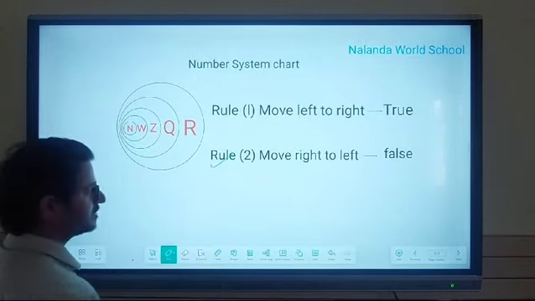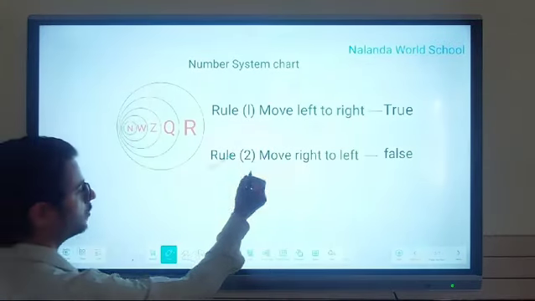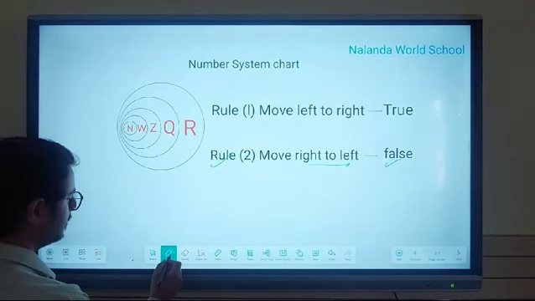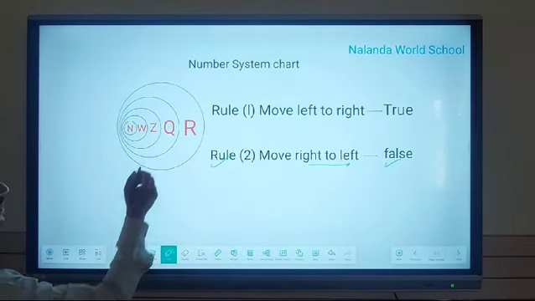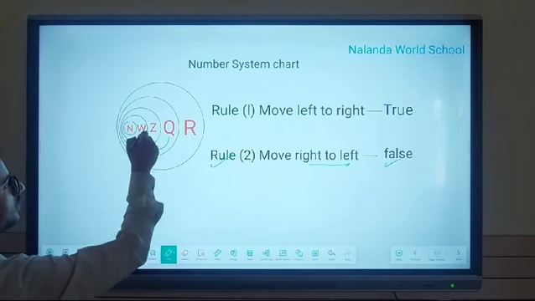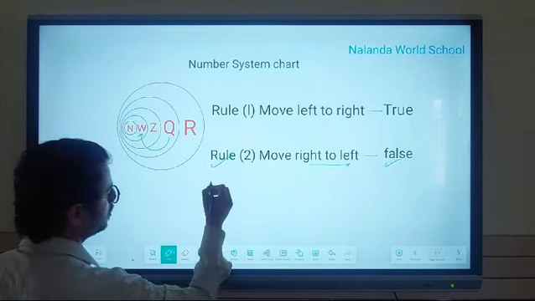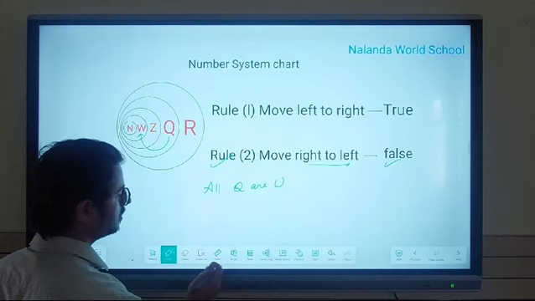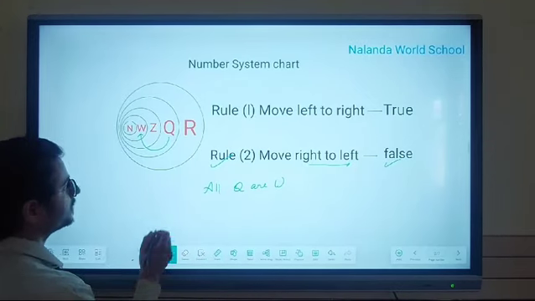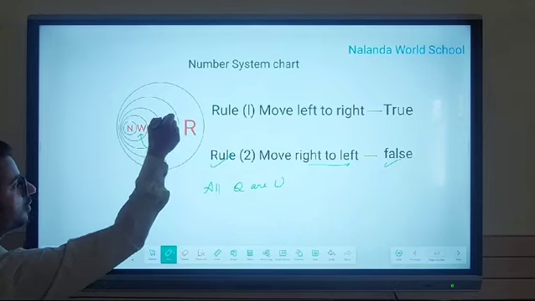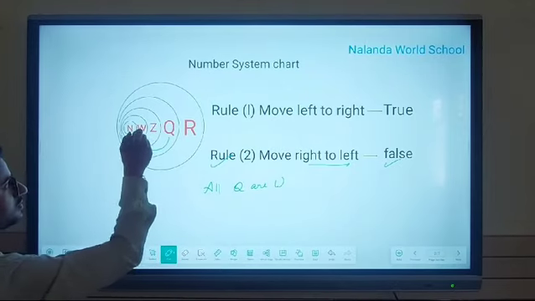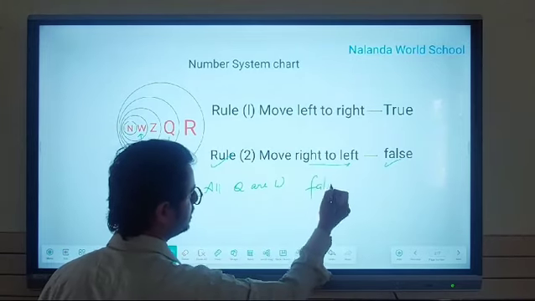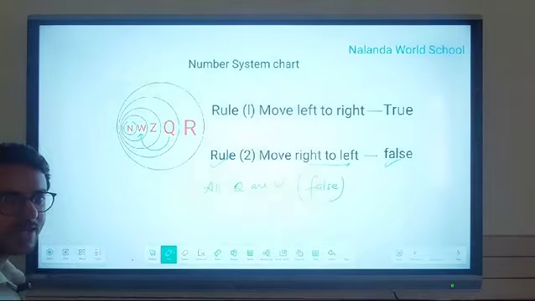Now we will study rule number 2. According to rule number 2, if we move from right side to left, everything will be false. Look at here. For example, all Q are W. All Q are W, which means all rational numbers are whole numbers. So rational numbers are written on the right hand side, whole numbers are written on the left hand side. So we are moving from right side to left side. In this case, this will be a false statement, right?